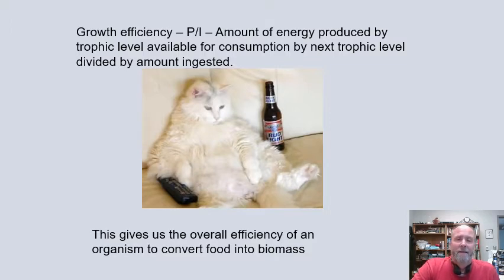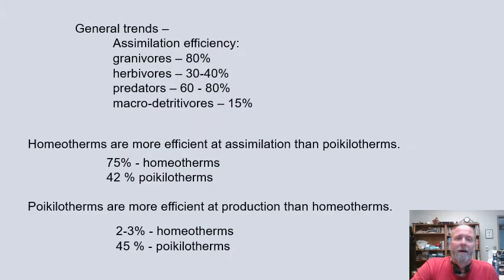Okay? So how much of the food that you ingested is put towards production? Okay, this gives an overall effectiveness of how you go from what you eat to producing biomass for the next trophic level to be able to consume. All right, so in general, depending on which organism or group of organisms you're talking about, there are differences in what those efficiencies are.